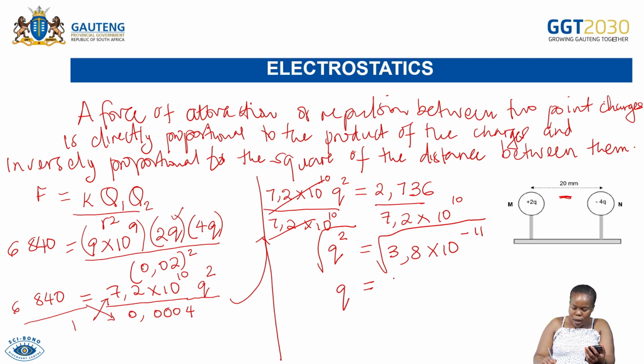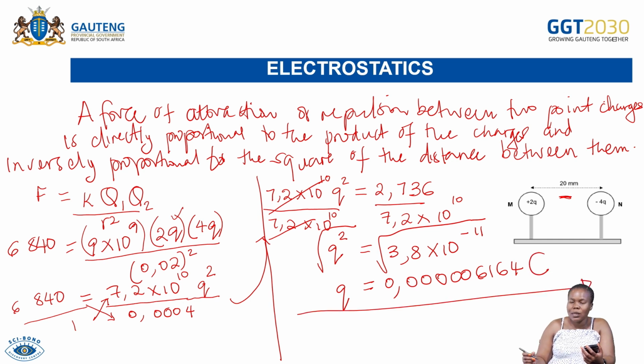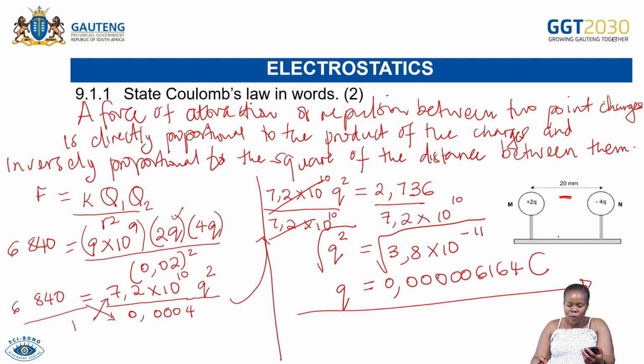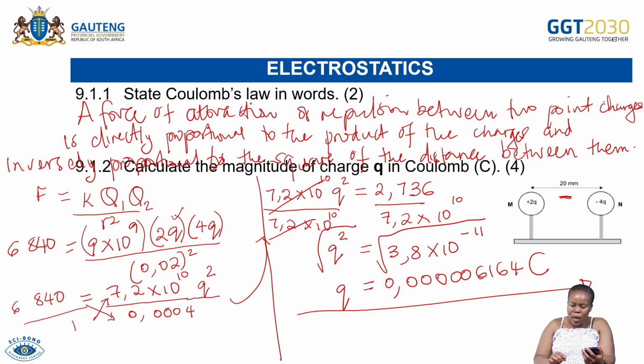So q is 0 comma, how many zeros are there? 1 2 3 4 5, and then 616 4, and then coulombs. Okay, so this is the magnitude that we wanted, because the question was saying calculate the magnitude of charge Q in coulombs. So here it is. We have found the magnitude of charge Q in coulombs.